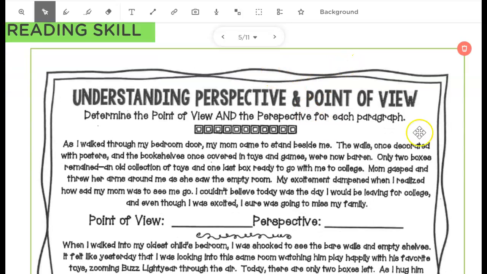Now, we looked at point of view and perspective. Point of view is who is telling the story, and perspective is how they are telling the story. How do they think and feel about the topic, or what is their opinion?